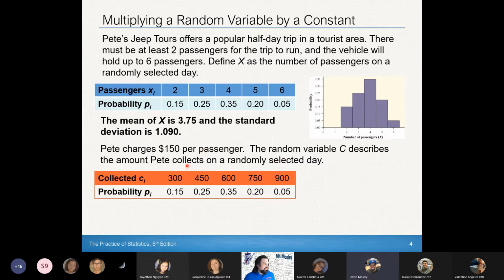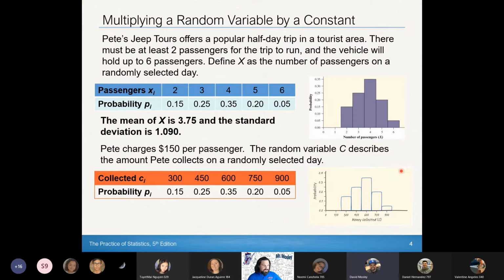So the random variable c can have values of 300, 450, 600, 750, or 900. And we can obtain those simply by multiplying the number of passengers by the cost per passenger. And there we have our possible values. The probabilities of each of the possible values match the probabilities of the number of passengers that get us that amount of money collected. We don't have to recalculate any probabilities, they just kind of transfer over. And so this is a transformation through multiplying by a constant, multiplying by $150.